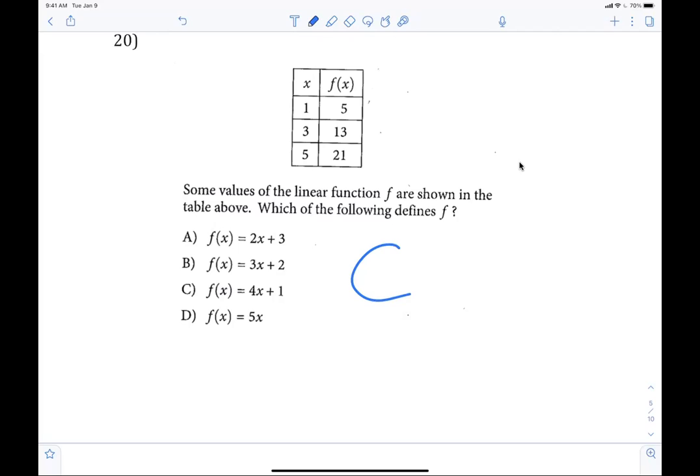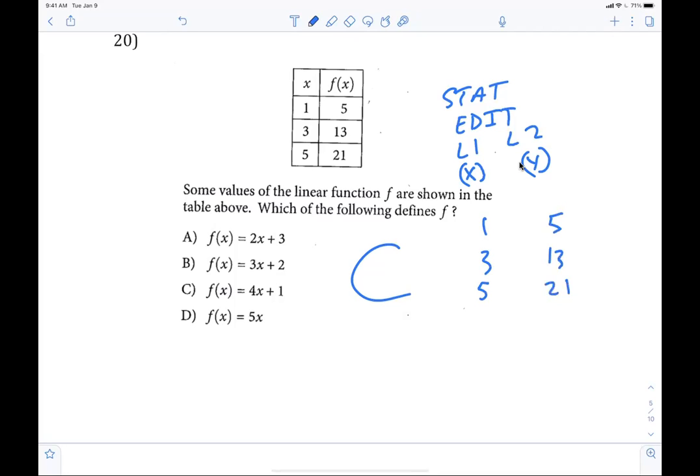All right. So on your calculator, whenever you want to write the equation of a line, you hit Stat, and then you go to Edit. And then L1 pops up and L2 pops up. L1 is what? And L2 is what? There you have it. L1 is X and L2 is Y. Everybody good with this? And then you just type in 1, 3, 5 and 5, 13, 21.